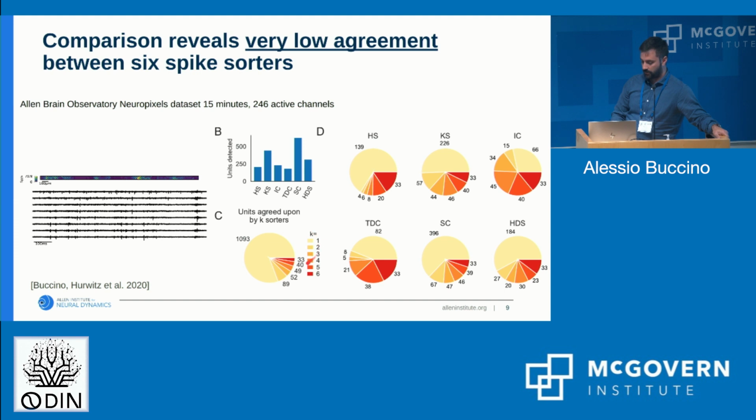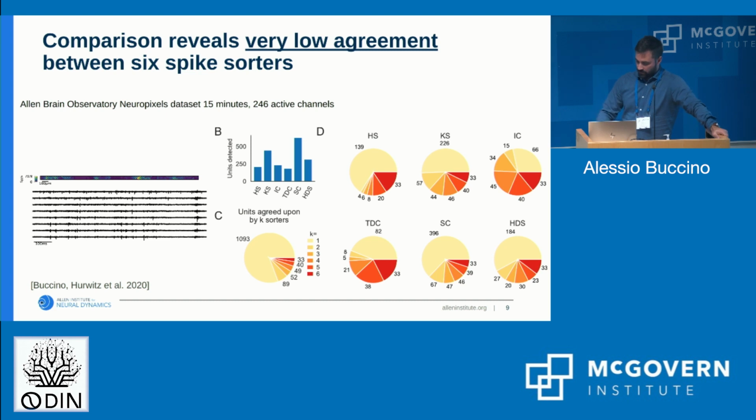So overall, over 1,500 units were found by pooling together all the units from different sorters, out of which only 33 were in agreement with all 6 sorters, right? This might also mean that some of these sorters are bad, right? So maybe spike sorting is bad, you know, but now it's fast. But still, this was a very staggering result.